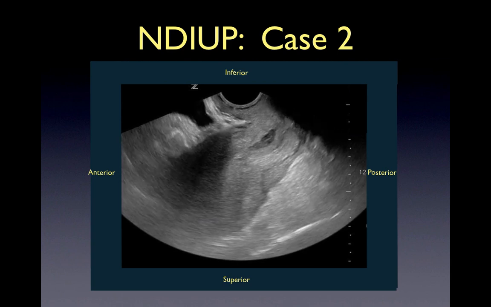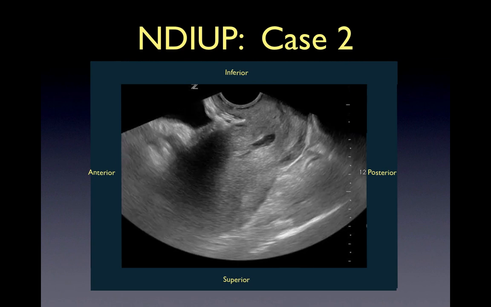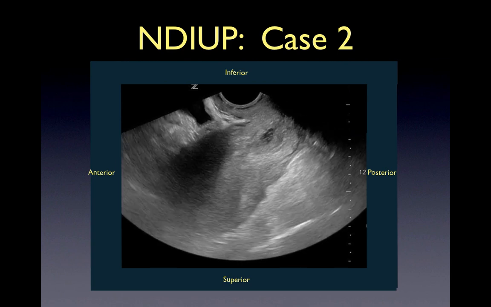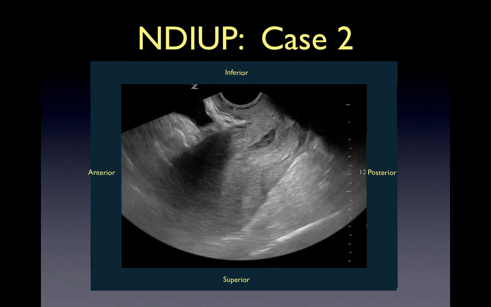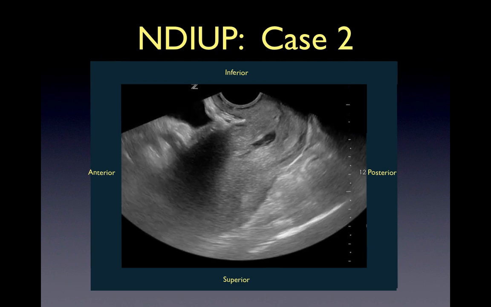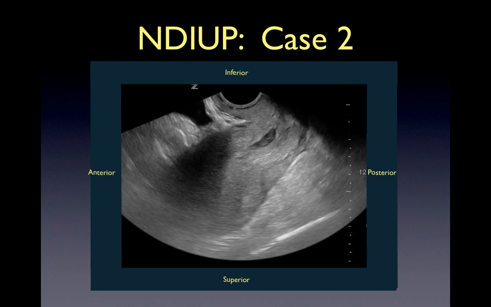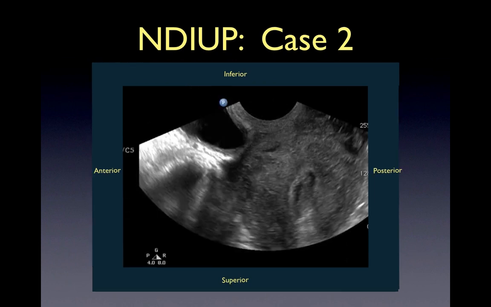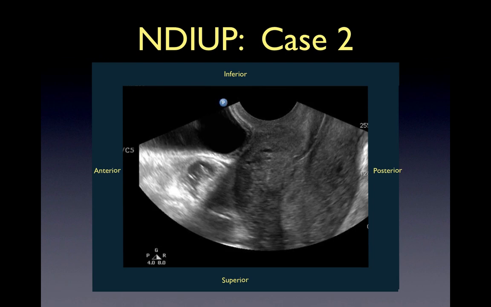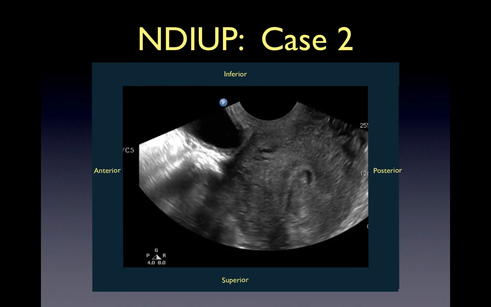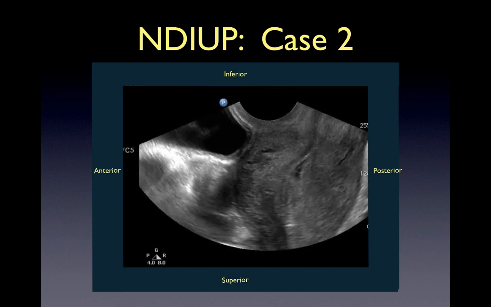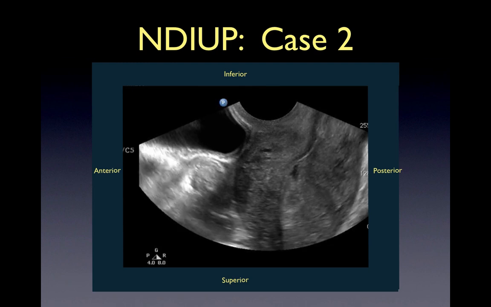Here's a second example of an ND-IUP. We're looking at a sagittal view of the uterus with the bladder seen anteriorly and inferiorly, and within the uterus there's a hypoechoic area that lacks a surrounding double decidual sign or yolk sac. On closer inspection, it still lacks a double decidual sign or yolk sac and likely represents a clot or polyp in the endometrium.